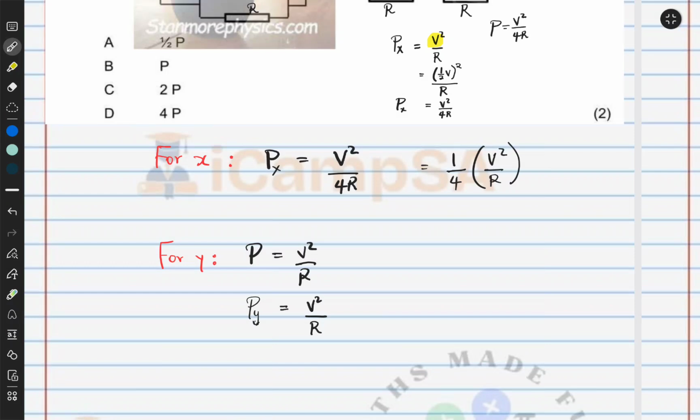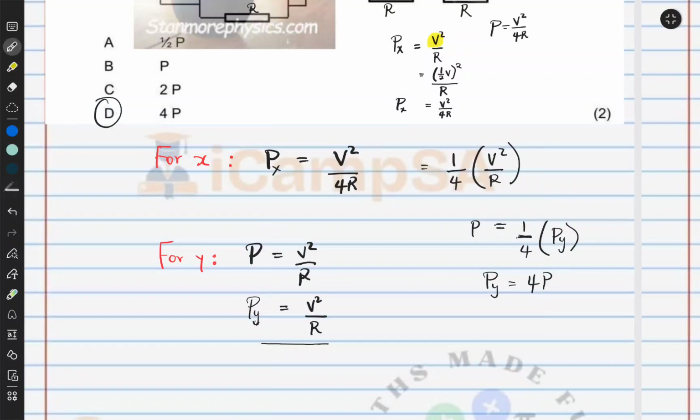What this means is, if you check our Py, you can even substitute if you want. You can say Px, which is equal to P, let's leave it as P, is equal to 1 over 4 times Py, because V squared over R is Py, right? You can substitute if you want, but you can just interpret from here if you are used to that. So we can say Py is simply 4P by cross multiplying, okay? So our answer here would be D.